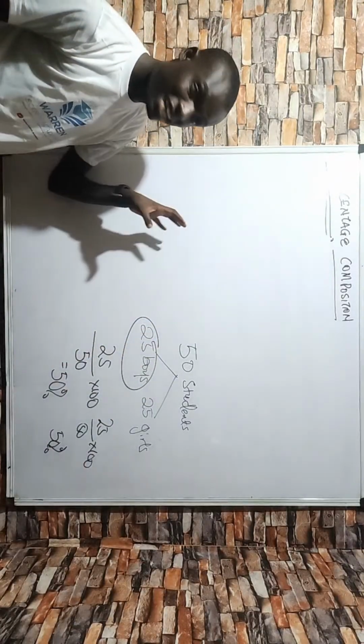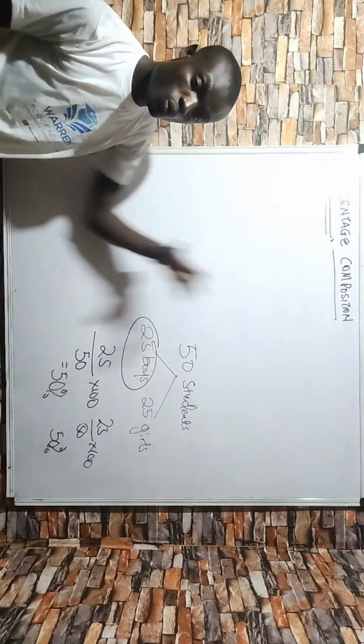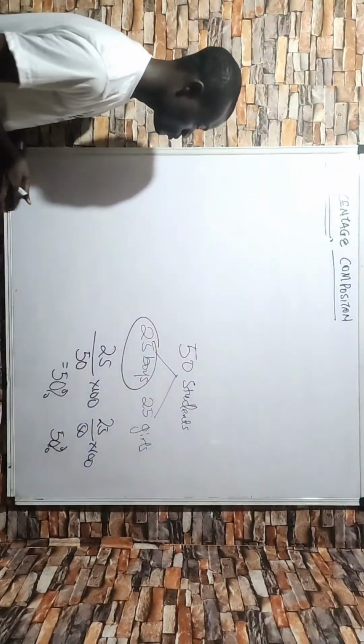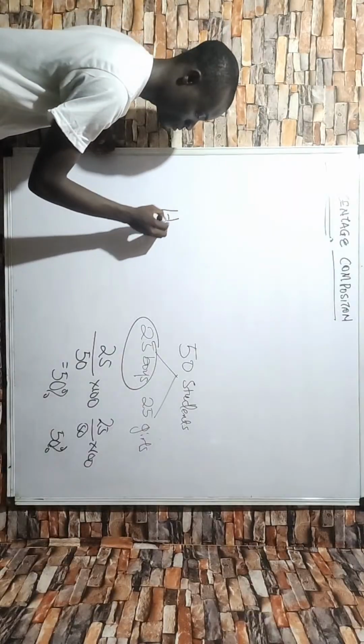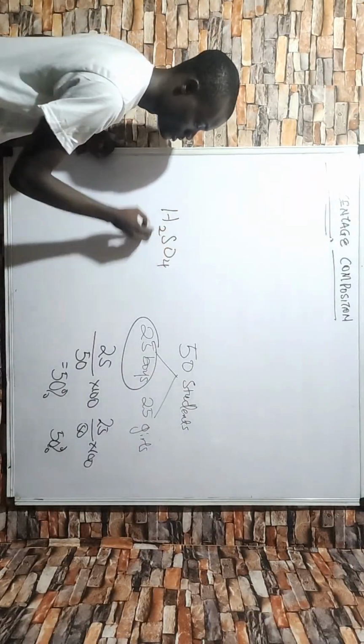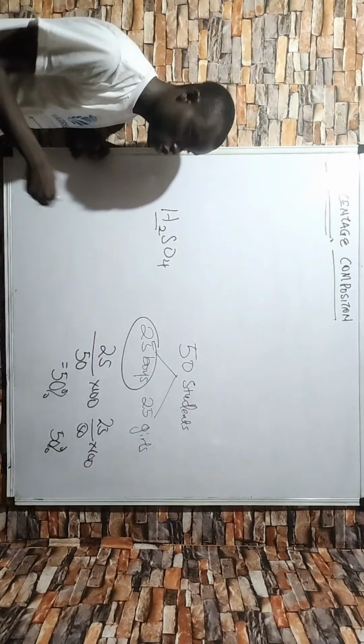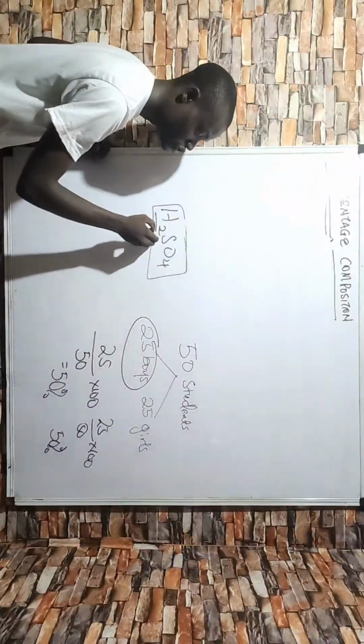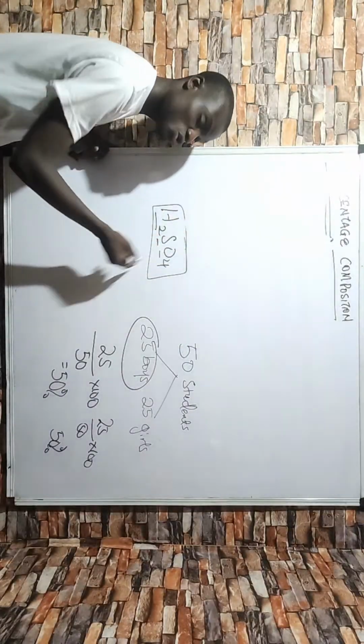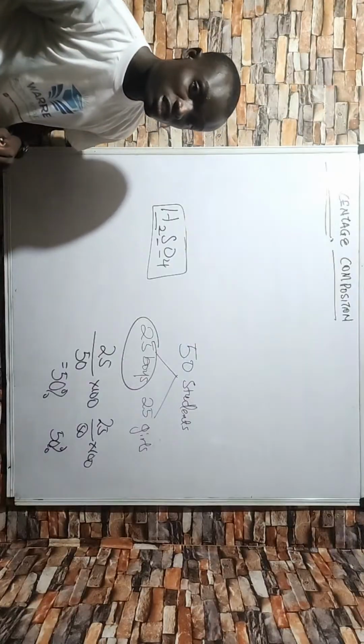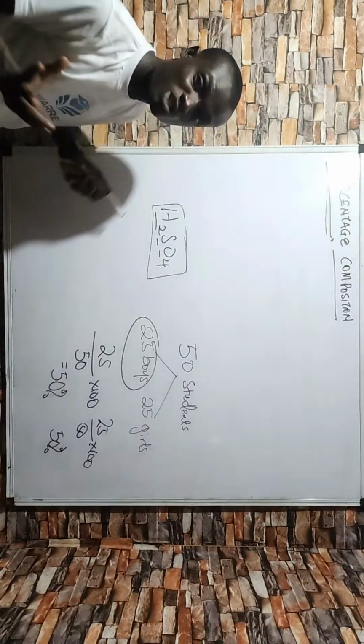The same thing applies to percentage composition. When we have a molecule, let's say for example, we have H2SO4. Hydrogen has its own composition in this entire molecule. Sulfur has its own composition. Oxygen also has its own composition. Then how do you calculate the percentage composition? So the formula is the most important thing to us.